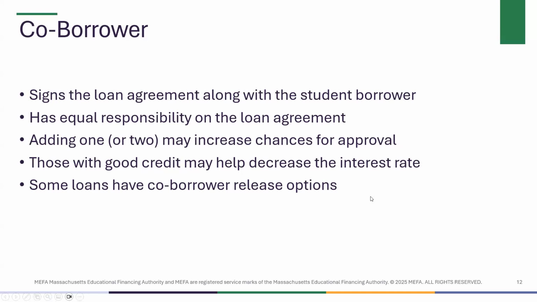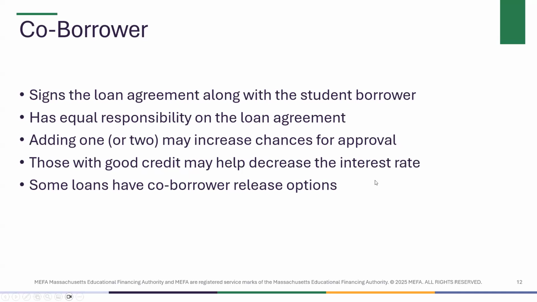Co-borrower is a very important term, especially for parents of students to understand. If they're co-borrowing with their student, they have equal responsibility as the student borrower on the loan. Anyone who signs on a loan agreement has equal responsibility for that loan. And typically, the lender is going to be looking at the co-borrower, with their usually better credit than the student, to get that loan approved.